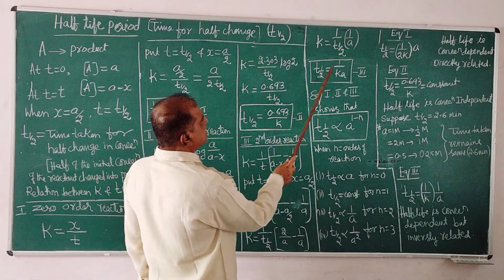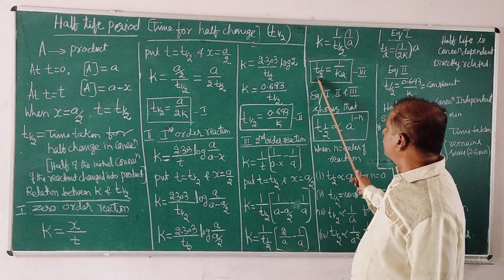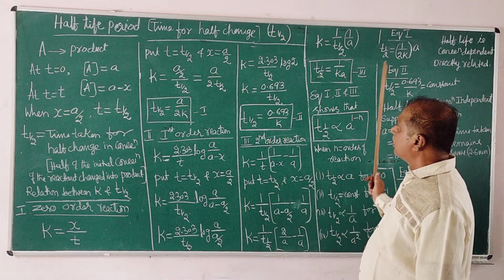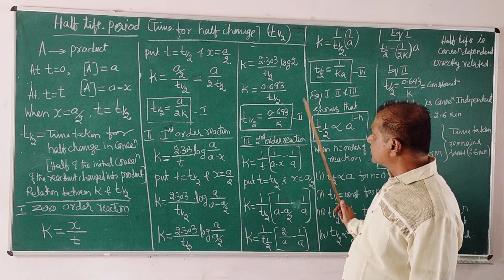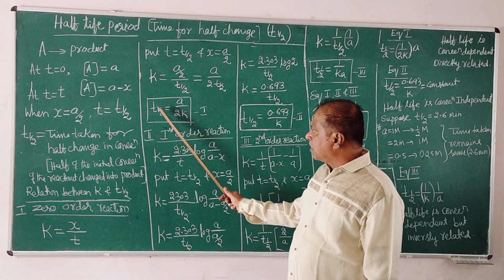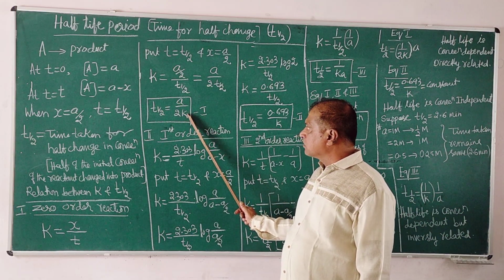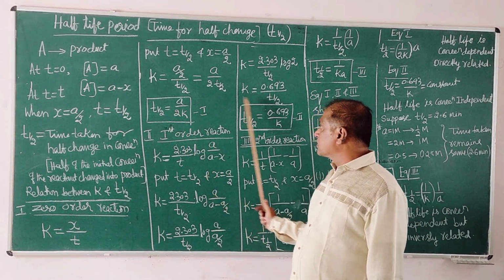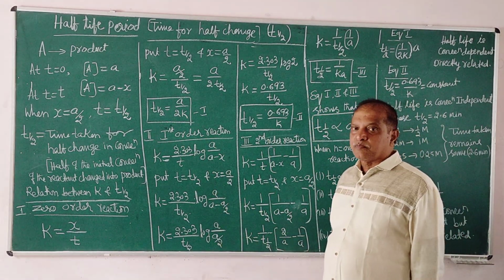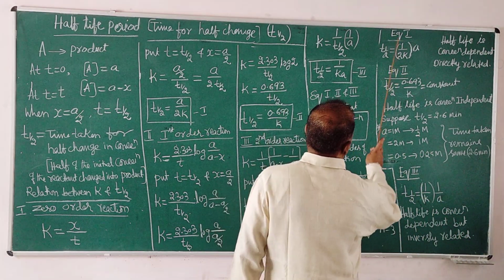Half-life for the second order, relations between half-life and rate constant of second order, of first order, and of zero order. These equations, remember them, because problems are set on these equations for solving. And let us see in detail what this is.